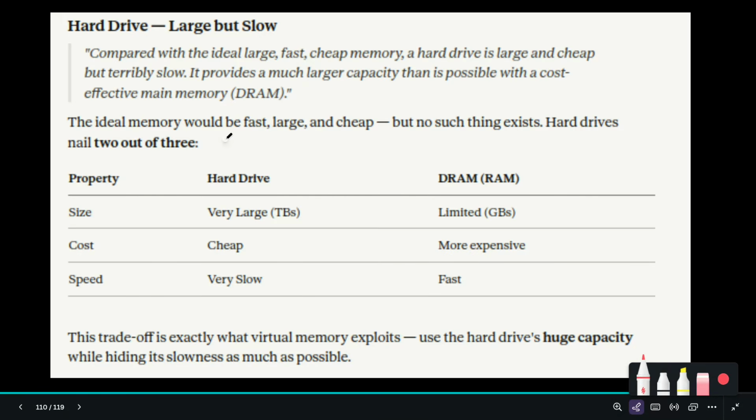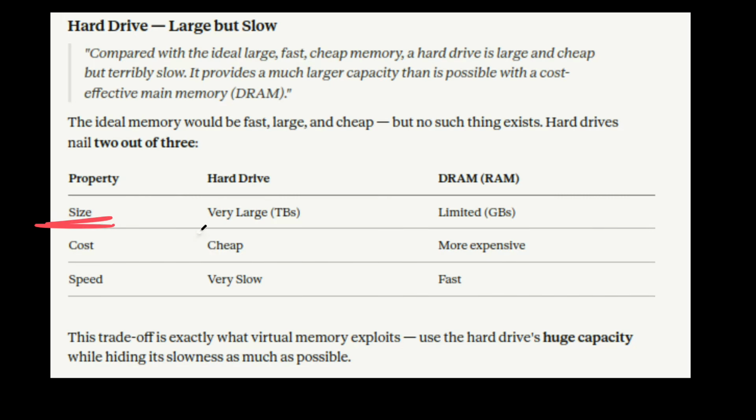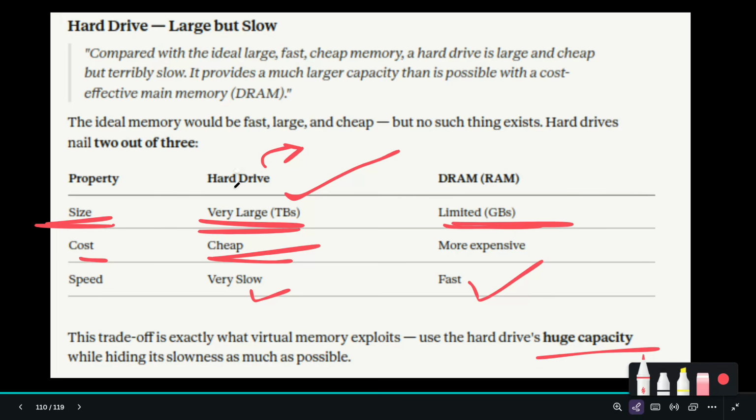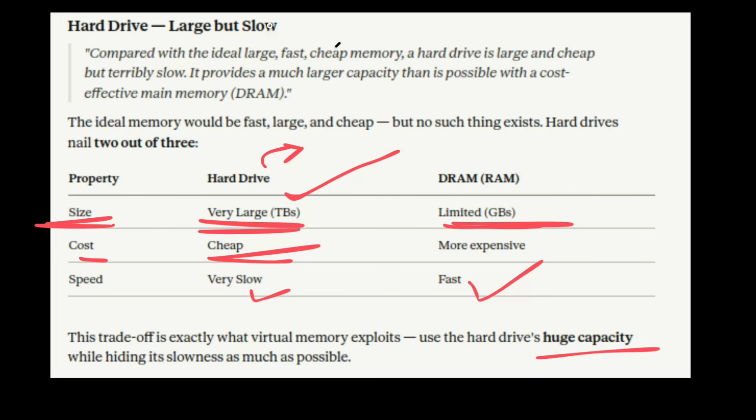The size of the hard drive is very large, while DRAM's size is limited, because the hard drive is in TB and DRAM is in GB only. The cost of a hard drive is very cheap. We can get different hard drives easily and purchase them cheaply, but DRAM is very expensive. Since the hard drive is larger, it is slow compared to DRAM, whose speed is faster. So there is a huge capacity in the hard drive. In this slide you just have to know the difference between the hard drive and DRAM.